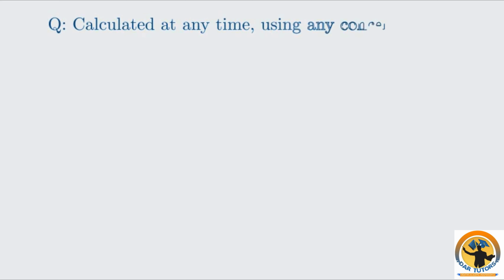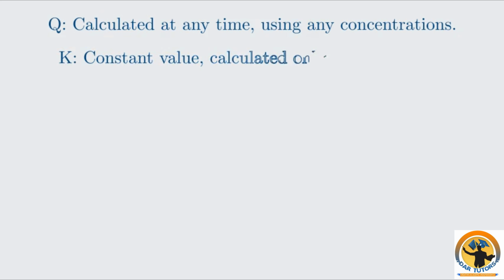In summary, Q can be calculated at any time using any concentrations, while K is a constant value calculated only at equilibrium concentrations for a specific temperature. Let's repeat that. Q is a variable that can be found at any point in a reaction's progress, while K is a constant that applies only when the system is at equilibrium.